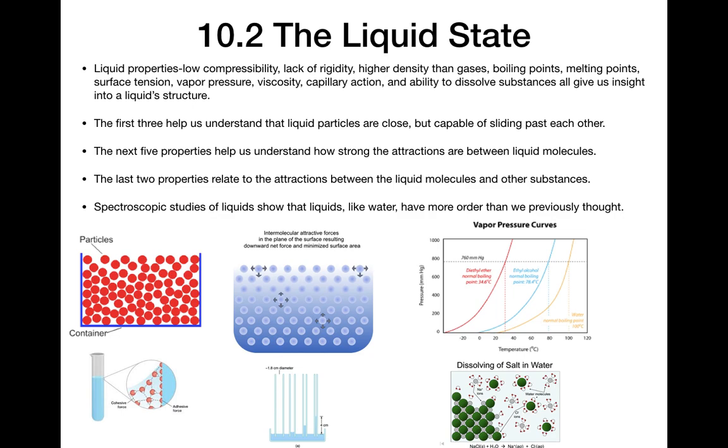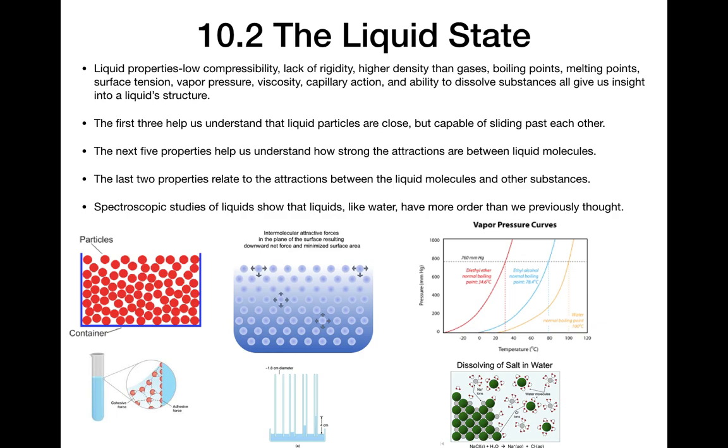Vapor pressure is another factor that is affected by the strength of attractive forces. Typically, if the attractive forces are weak, it's easy for the liquid particles to escape to the vapor, and so you have a high vapor pressure. Viscosity, the resistance to flow.